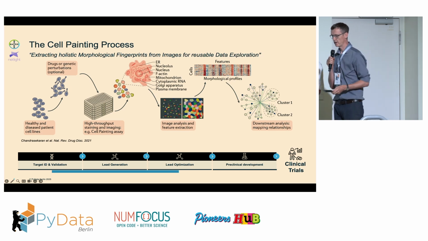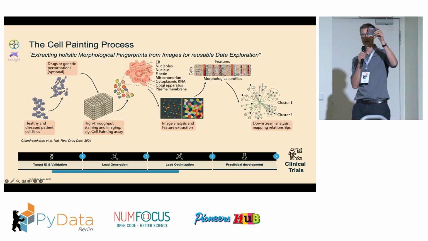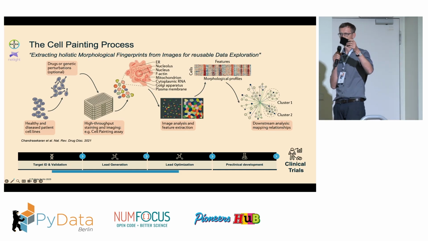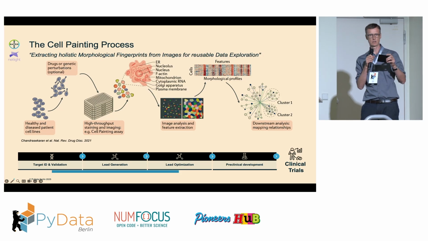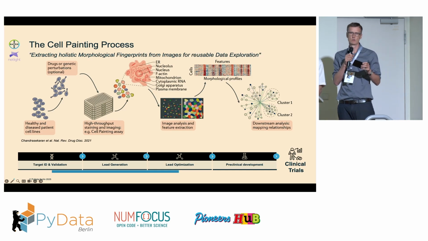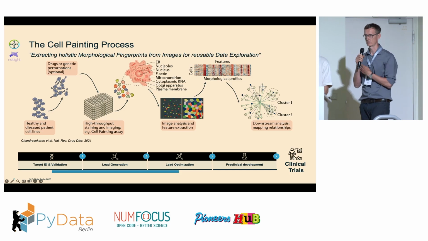So what do cell painting experiments look like? As I said, we have these wells, and we grow cells in each well of a particular type of interest, for instance, cancer cells. And then in each well, we put a different compound at a certain concentration to see how the cells react to this compound at this concentration.